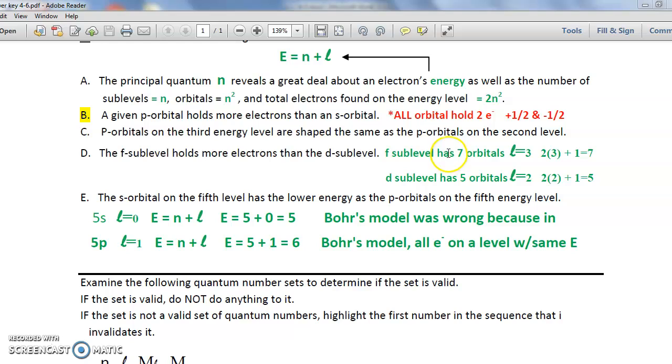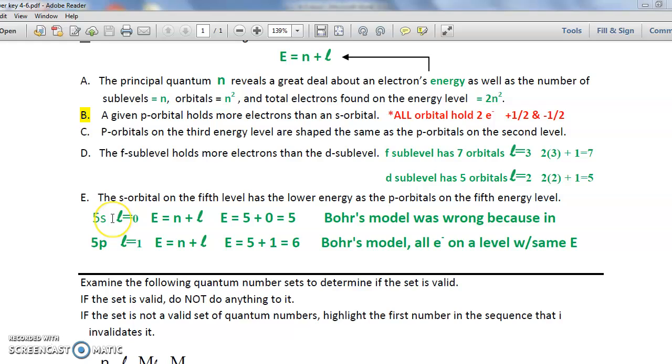So the F sublevel, every orbital holds 2. In the D sublevel, every orbital holds 2. But there's more orbitals to the F than there are the D. Letter E, the 5th energy level has a lower energy than the p orbitals on the 5th energy level. The s orbital on the 5th has lower energy than the p orbital on the 5th.